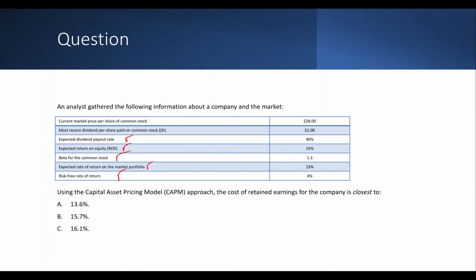So this is the equation for CAPM. We thus need the risk-free rate, beta and market returns. So the cost of equity using this equation is risk-free rate, that is 4%, plus beta, that is 1.3, multiplied by the equity risk premium, which is market return of 13% minus the risk-free rate of 4%. So we have the cost of retained earnings, that is 15.7% or 0.157. So option B is correct.